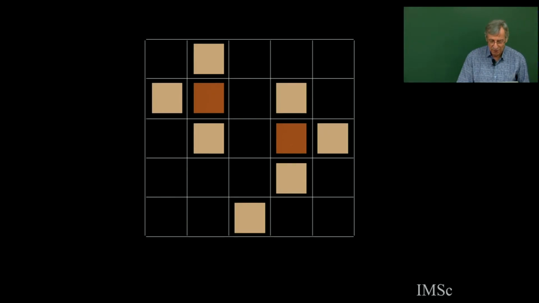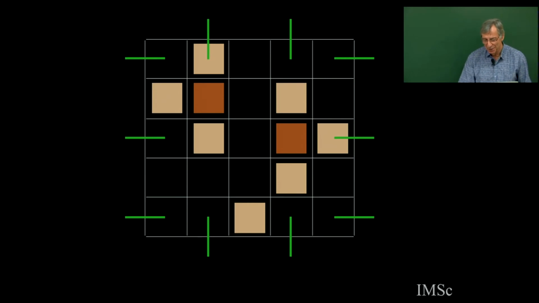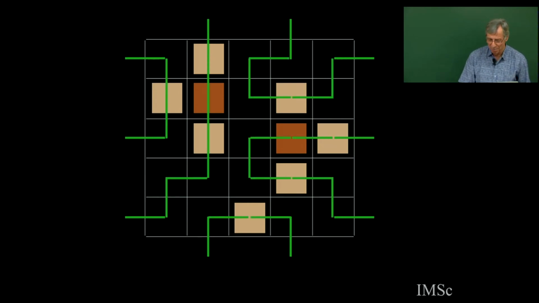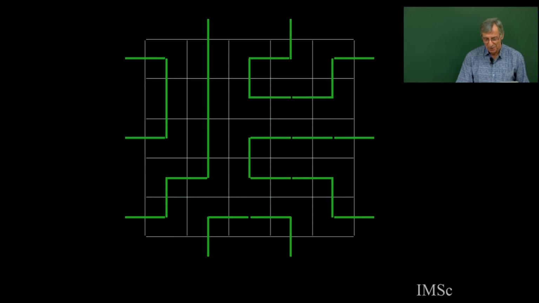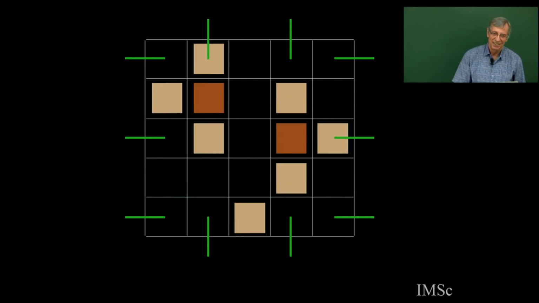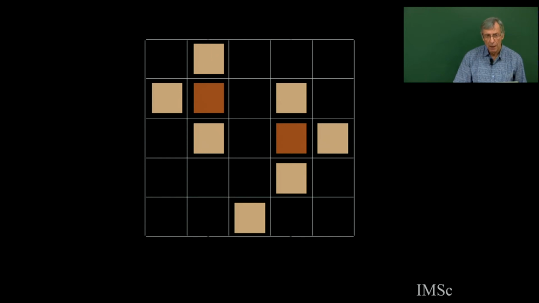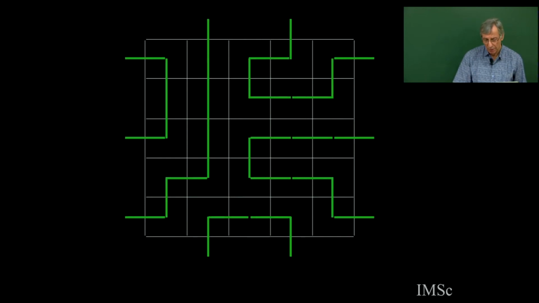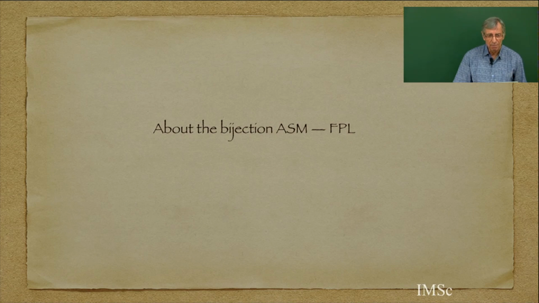I repeat the construction. Here is an alternating sign matrix. You see, you add these edges, and here is an FPL. This is another example between an FPL and alternating sign matrices. Another example, the same.